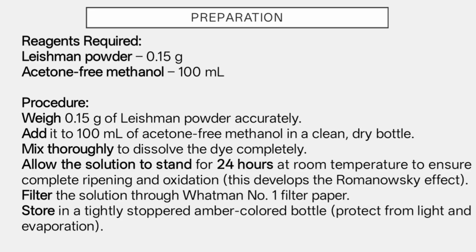Now, how is it prepared? For the preparation of Leishman stain, we need Leishman powder and acetone-free methanol. First weigh the Leishman powder accurately, 0.15 gram. Add to it 100 ml of acetone-free methanol in a clean and dry bottle. Mix thoroughly to dissolve the dye completely. Allow the solution to stand for 24 hours at room temperature to ensure complete ripening and oxidation, and store in a tightly stoppered amber colored bottle. Protect from light and evaporation.